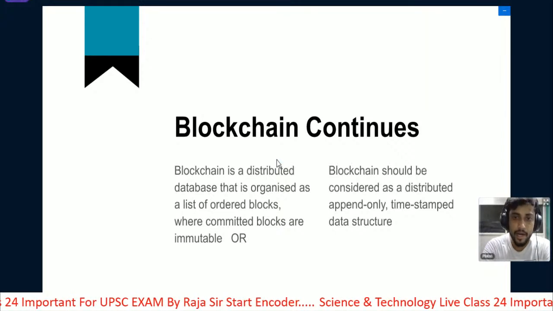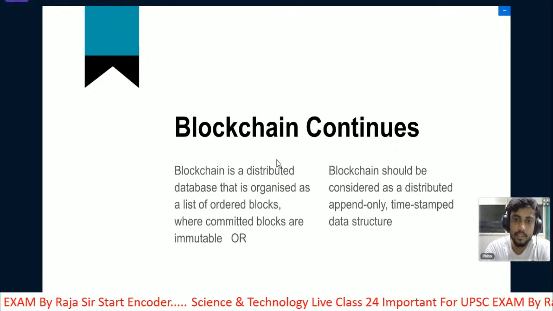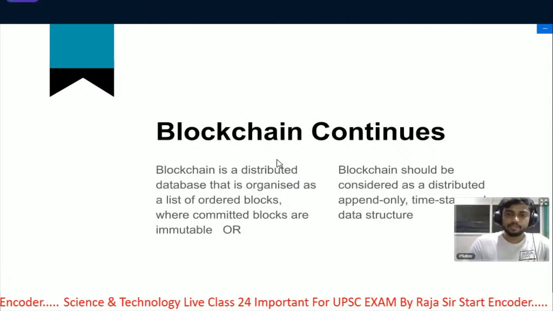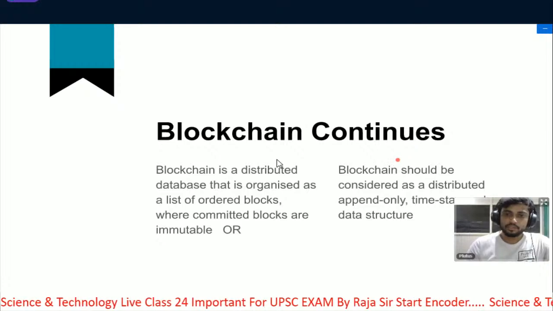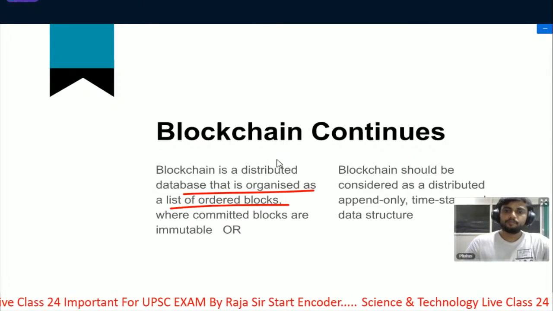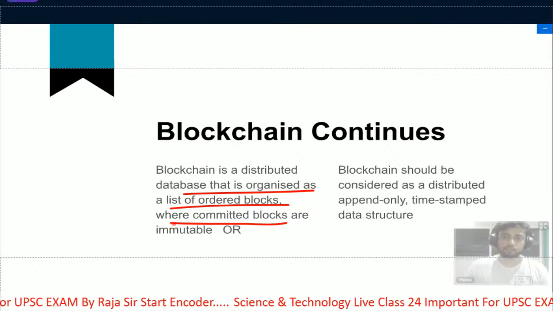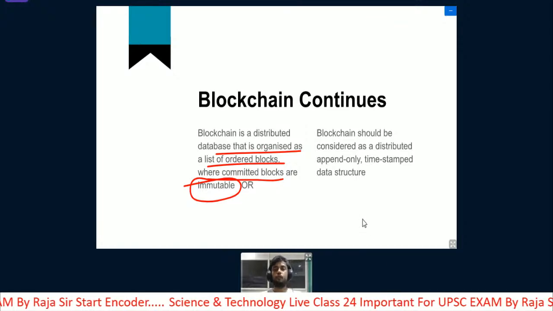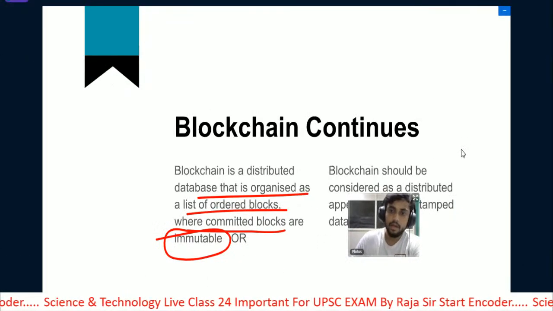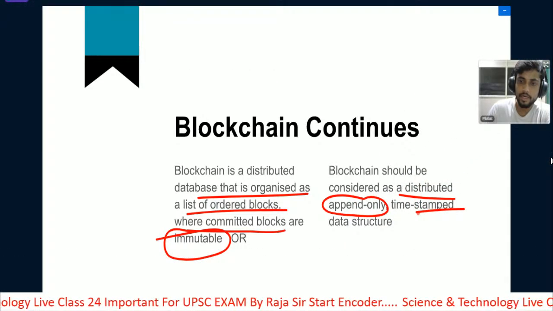Then we also discussed that blockchain is a distributed database that is organized as a list of ordered blocks. Blockchain is a distributed database. We know the meaning of distributed database, and the information is organized as a list of ordered blocks, and each block is immutable. Information, you cannot change it later on. And this is a distributed, append-only, and time-stamped data structure.